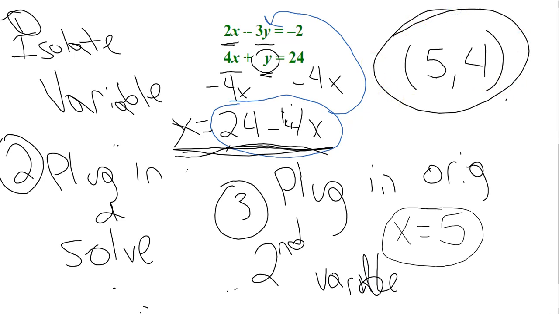Now if I were to graph these with our graphing method, I'm going to see that those two lines intersect at 5, 4, which again just reinforces the answer for me. Just another thing that I can use to prove that that is the correct solution.